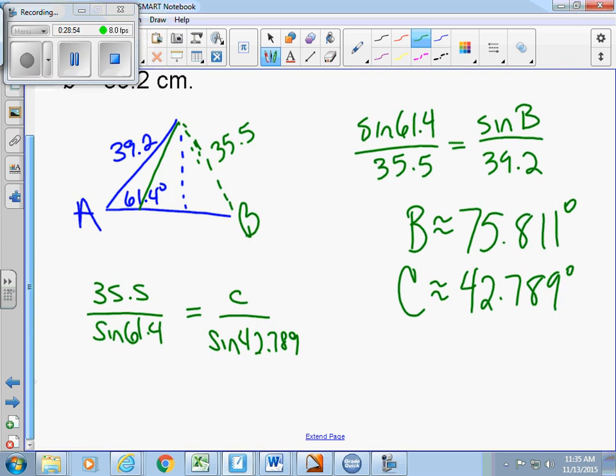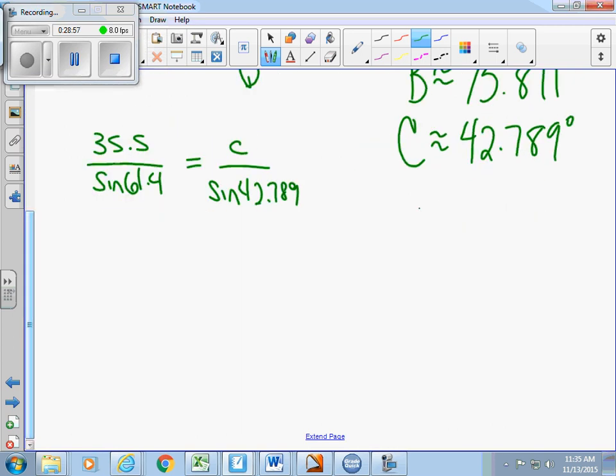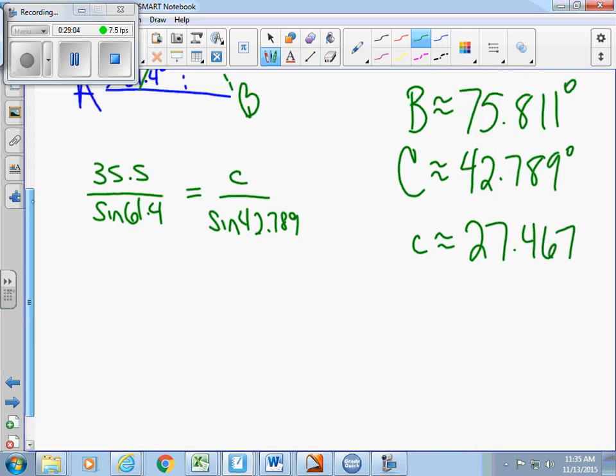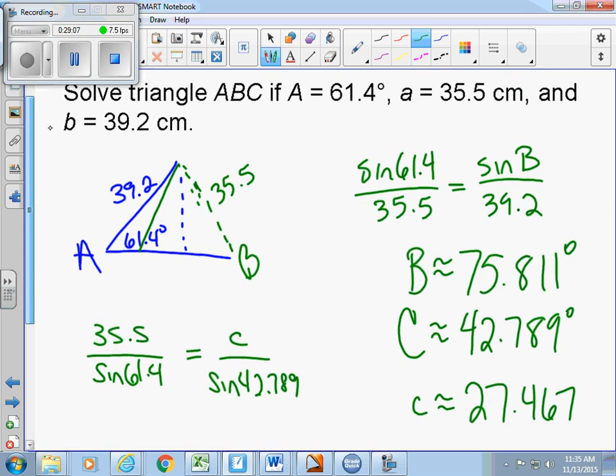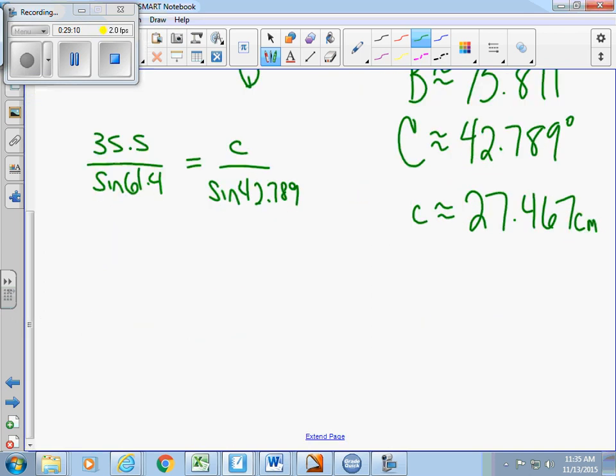And what do we get for side C? Any questions so far? Okay, now I've found one triangle. First of all, I want to know which triangle did I just find? Big one. How do you know? There's not a giant obtuse angle, right? So none of those were obtuse.